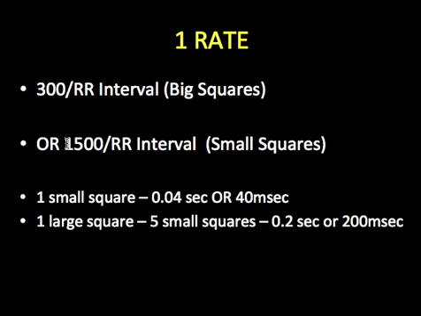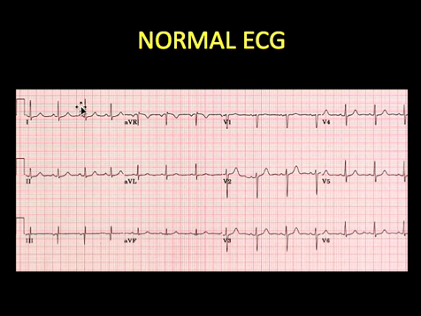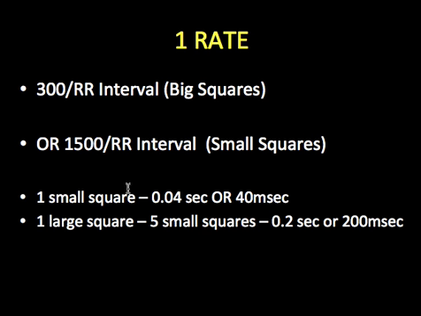There is another formula if you want to be very specific. That's 1500 divided by RR interval. So if you take 1500 as the numerator, you will take the number of small squares. So 1, 2, 3, and one small one here. So 16 small squares. That is the 3 big squares, 15, and this one small square. So 15 plus 1, 16 squares. So 1500 divided by 16. So that comes in about 90s. So to be very specific, the rate is a little less than 100. It's somewhere around 95 on this ECG.